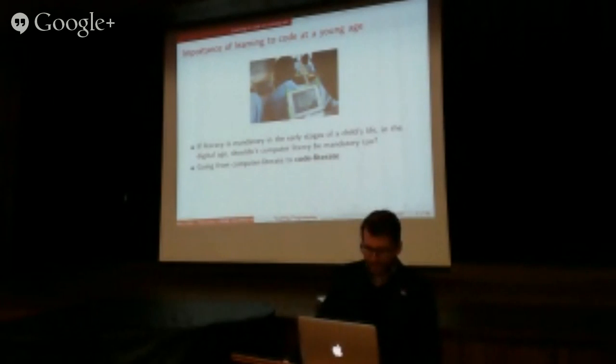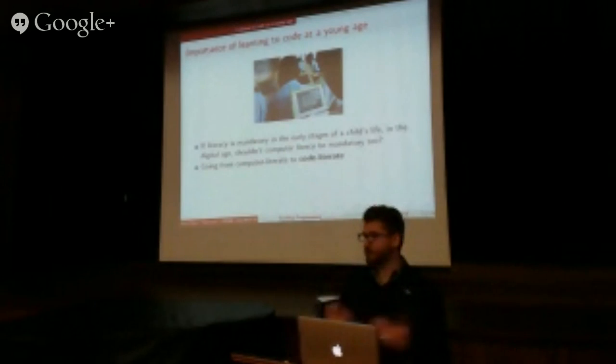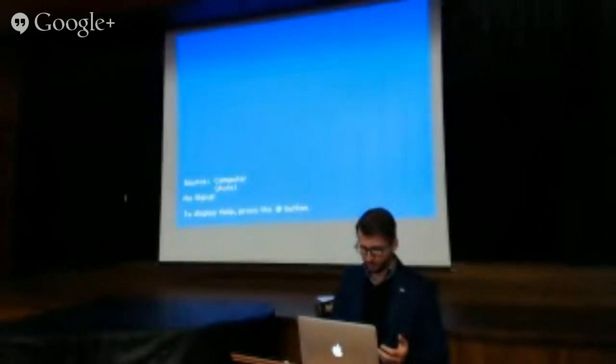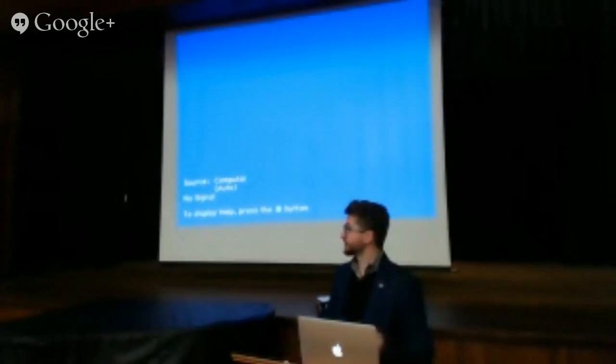So, if we look at going from computer literate to code literate, what do I mean by code literate? I mean someone that can actually program. You can think of it as programming literate, okay? Just as being literate means being able to read and write, this really means being able to read and write in the context of programming languages itself.